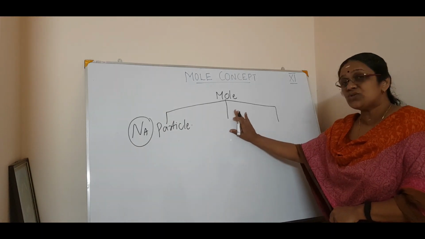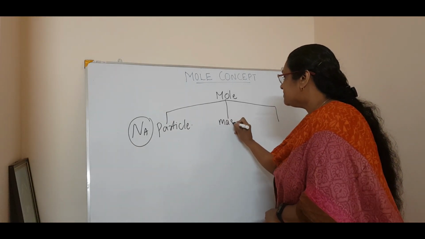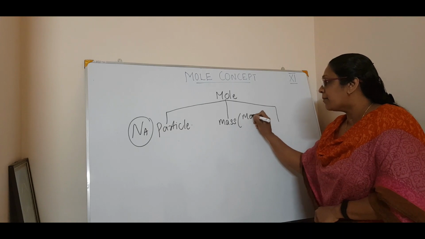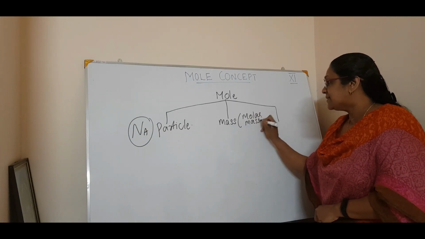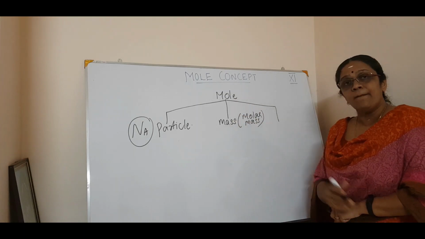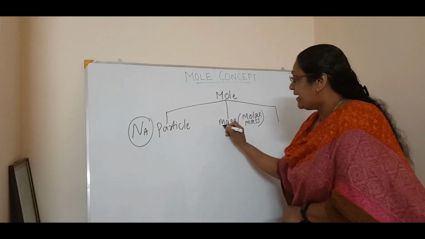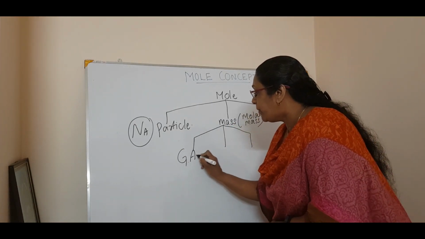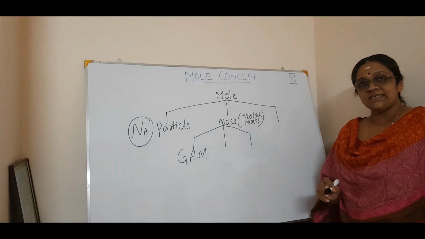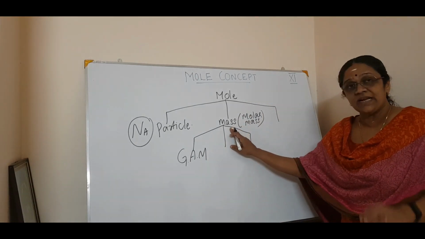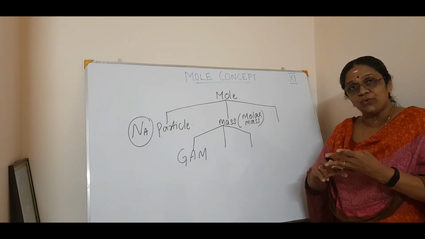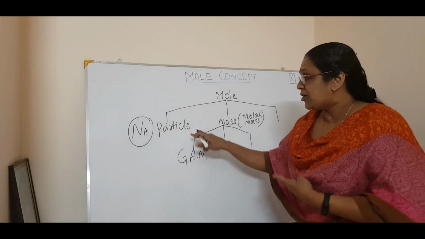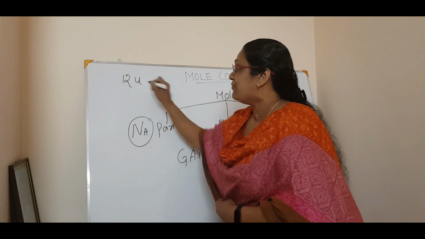Now, we can also represent the mole in mass. That is called molar mass. The mole can be represented in mass. Again, you can divide this into 3 ways, which we have studied. One is gram atomic mass, GAM. If you are representing particles, they can be of 3 types: atoms, molecules and ions. If you are taking an atom, it has atomic mass. For example, carbon atomic mass is 12 U.